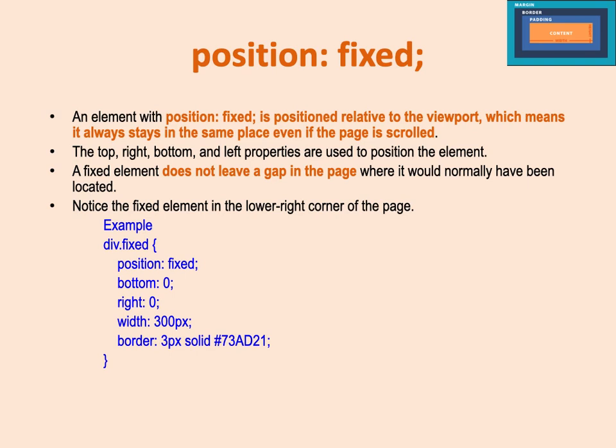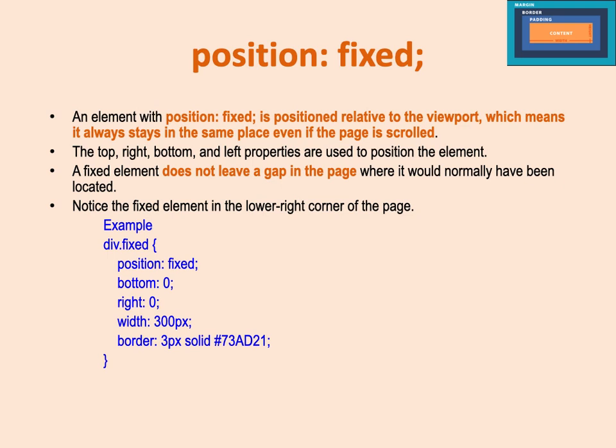In our example, the fixed element in the lower right corner of the page is given as div.fixed, position colon fixed, bottom 0, right 0. So bottom and right 0 0 position is used here. Bottom and right, x and y coordinate 0 and 0. That means bottom right. So the bottom area and the right positioning is specified here. So bottom 0, right 0.